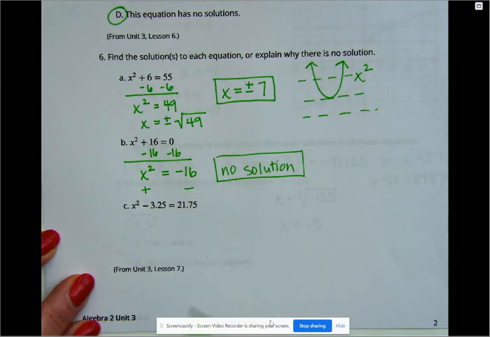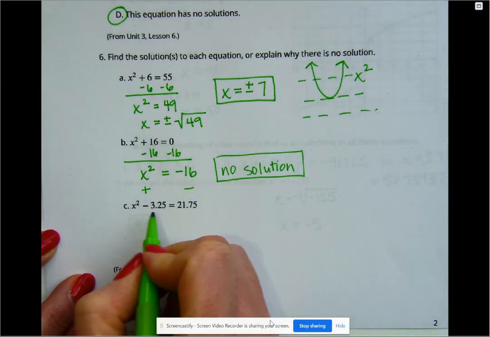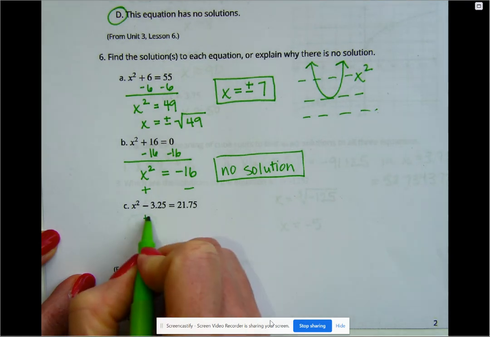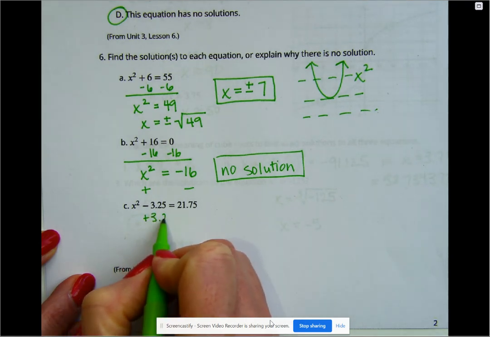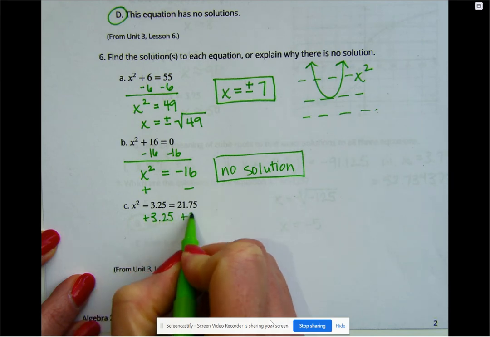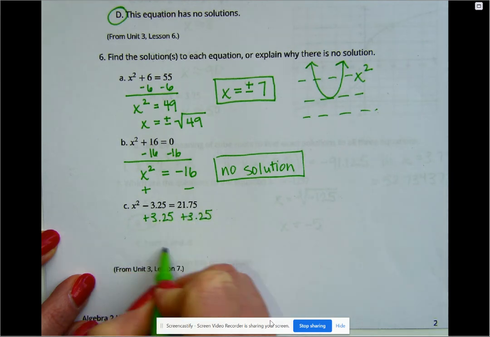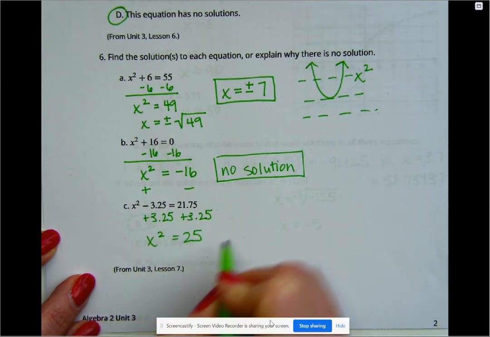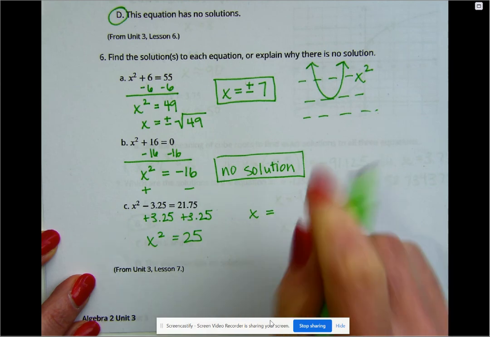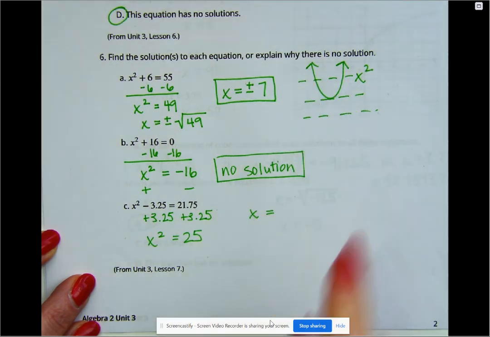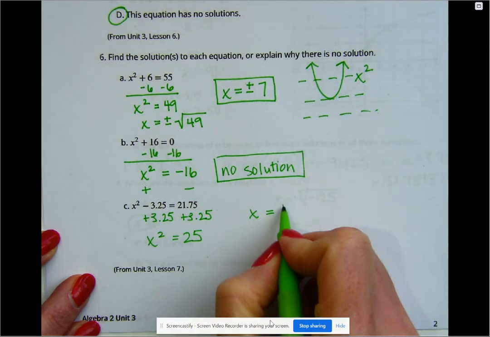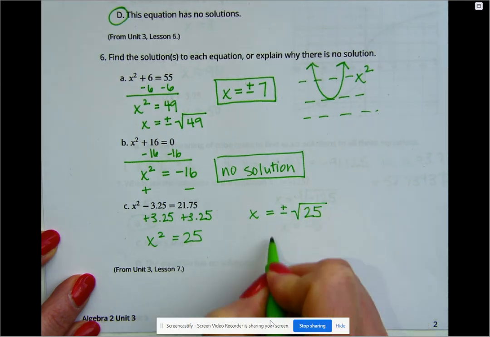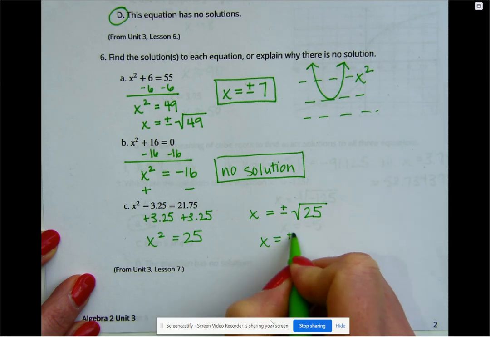And then finally for c, x squared minus 3.25 equals 21.75. We're going to add 3.25 to both sides, and we get x squared equals 25. So it's going to be a time where it's going to cross in two places. x equals the positive and negative square root of 25. So x equals positive and negative 5.